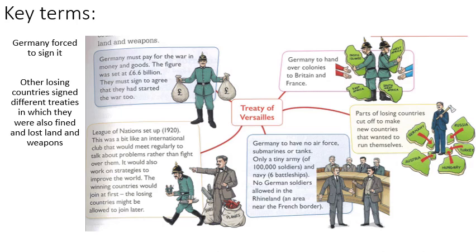And then the final one we've got at the bottom there is Germany to have no air force. So this was a really key military term. No air force, no submarines or tanks, and they were only allowed a very small army of 100,000 men and 6 battleships. And no German soldiers were allowed in the Rhineland. That was an area near France, and that was an area where there were no weapons allowed. It was a demilitarized zone, so no weapons and no German soldiers allowed in there.